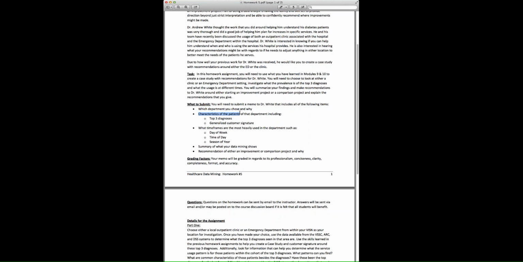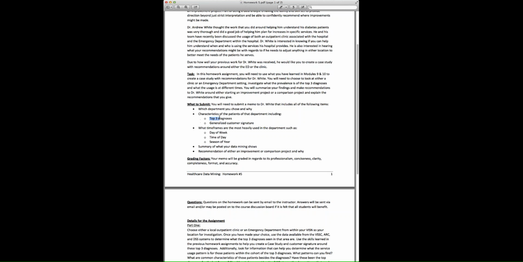You also need to identify some characteristics of the patients of that department. So you're looking at the patient cohort. By now this should be pretty familiar to you because we've been looking at it in every assignment up to this point. You want to know the top 3 diagnoses for that particular patient group, and a generalized customer signature. You can do a generalized signature for all 3 diagnoses grouped together. So who uses this department?